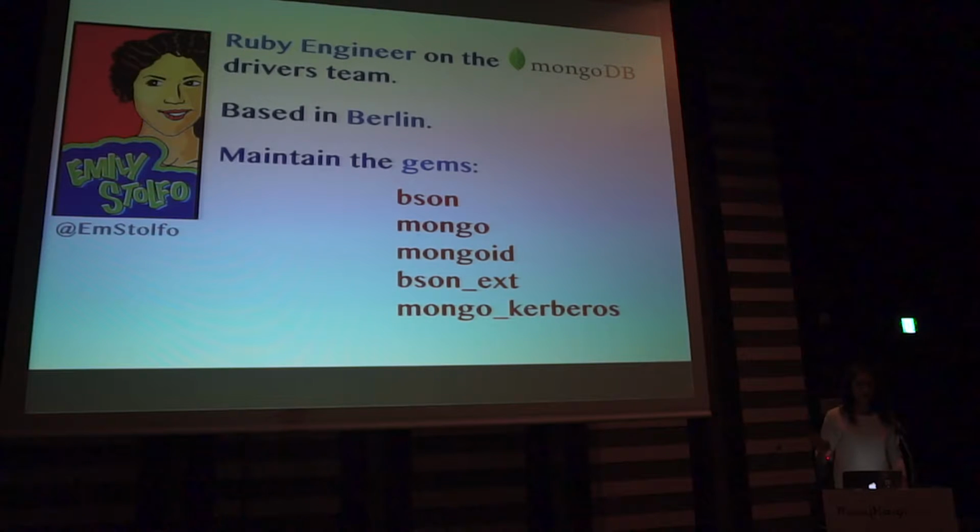And then Bson extension is a way to make an older version of the Bson gem faster. Mongo Kerberos is a gem that nobody uses because nobody uses Kerberos, really. Anyway, so those are the gems I maintain, and I work for MongoDB on these gems on the drivers team.